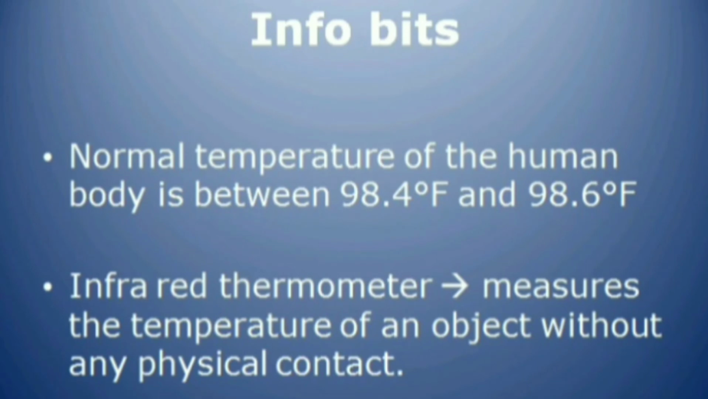Infobits. The normal temperature of the human body is between 98.4 degree Fahrenheit and 98.6 degree Fahrenheit. An infrared thermometer measures the temperature of an object without any physical contact.